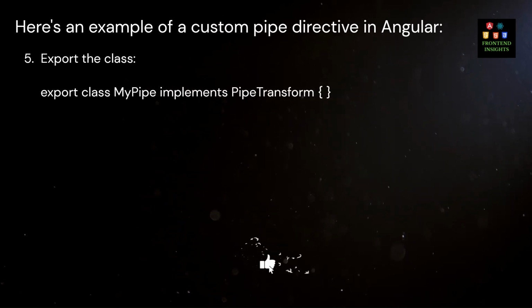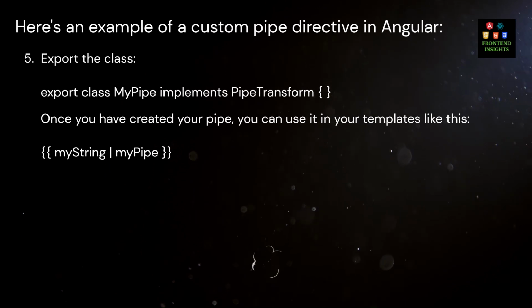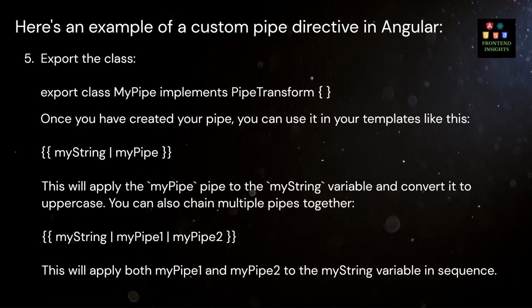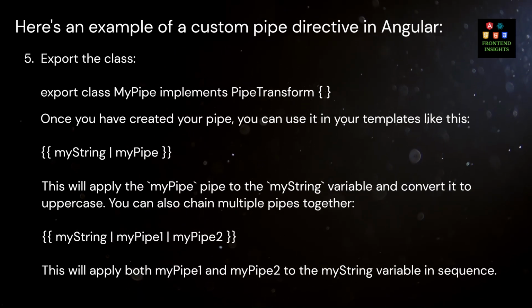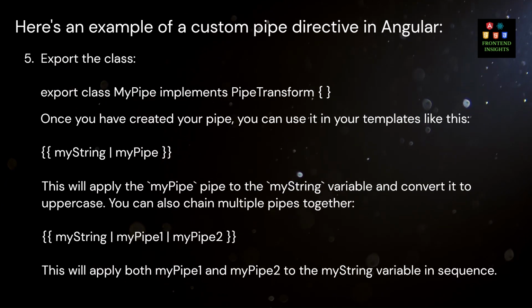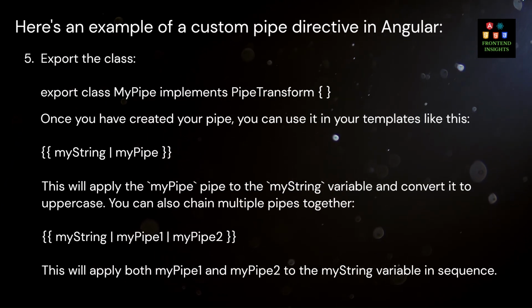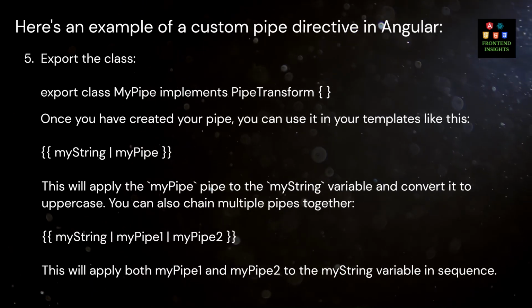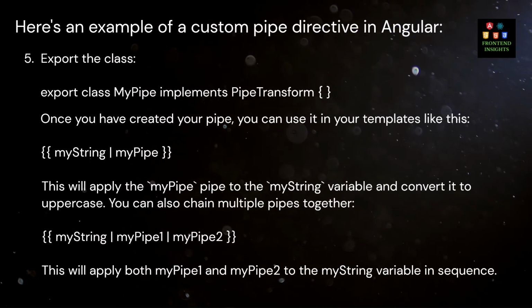Once you have created your pipe, you can use it in your templates like this. This will apply the mypipe pipe to the myString variable and convert it to uppercase. You can also chain multiple pipes together. This will apply both mypipe1 and mypipe2 to the myString variable in sequence.